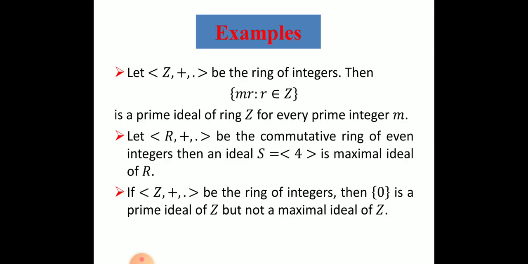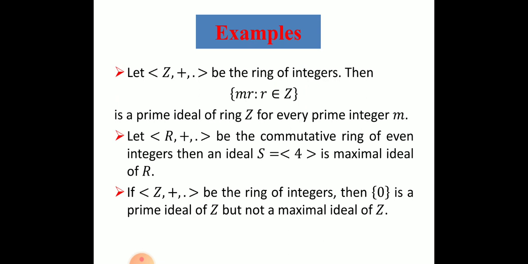Here are some examples of maximal and prime ideals. The very first example: let's consider Z, the ring of integers. Then the collection of multiples of some integer m, that is mr, where r belongs to Z, we have already stated that this is an ideal. We can prove it by definition. But this set will be a prime ideal of the ring Z for every prime integer m. For example, 2Z, 3Z, 5Z, 7Z, all these sets are prime ideals of the ring of integers.